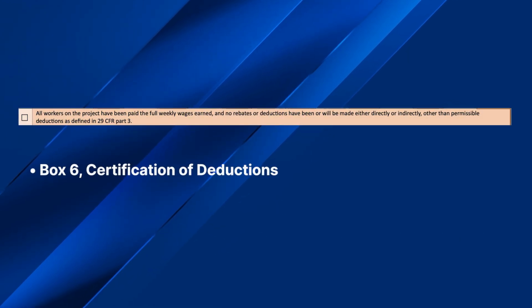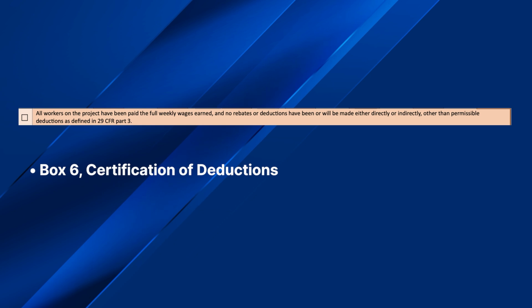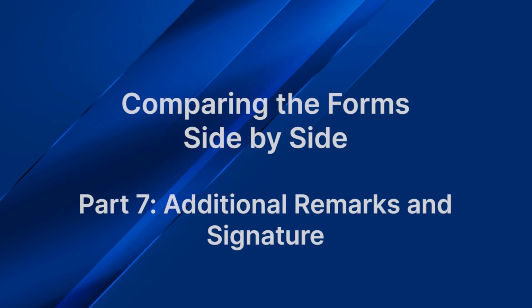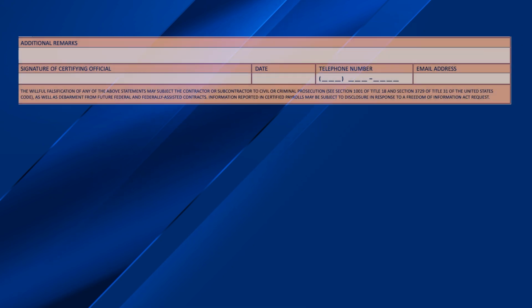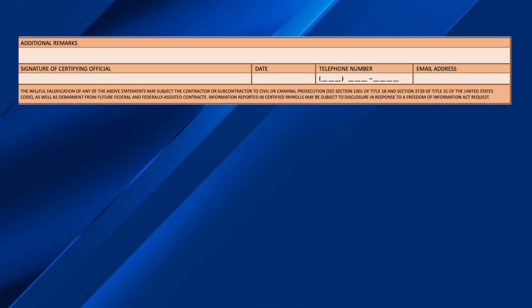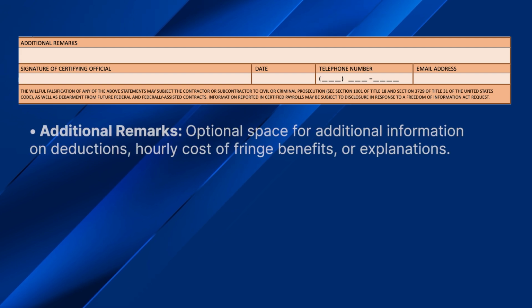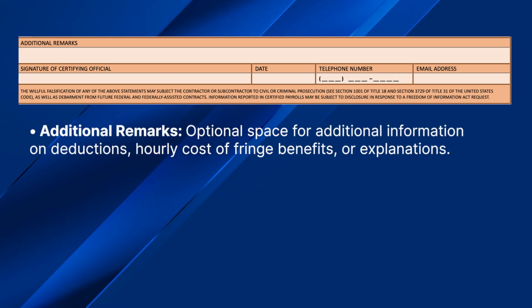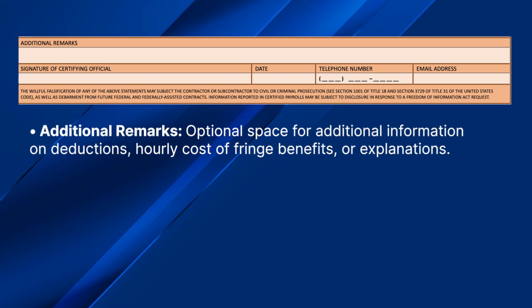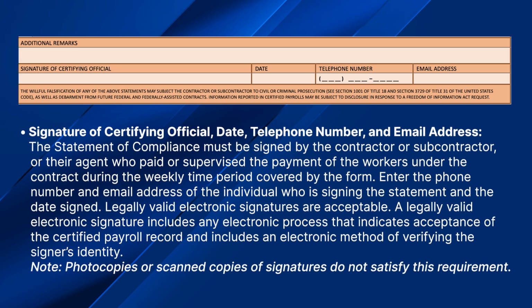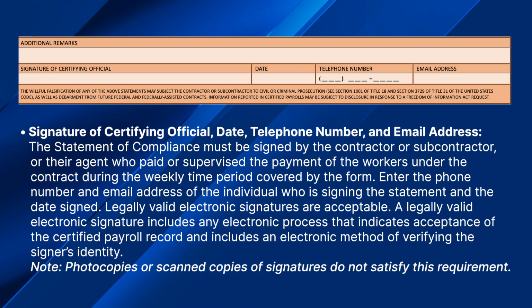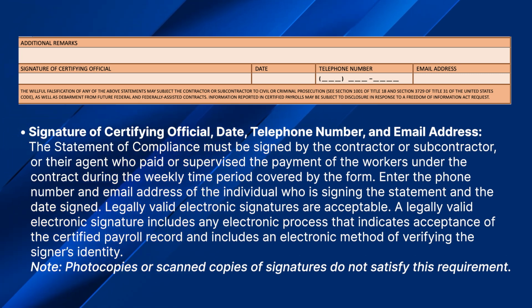Finally, Box 6 is the certification of deductions. Lastly is the additional remarks and signature. Here, you can include any other context that may help supply evidence for the information listed on payroll. This is an optional space for additional information on deductions, hourly cost of fringe benefits, or explanations. And finally is the signature of the certifying official, the date, the telephone number, and email address.